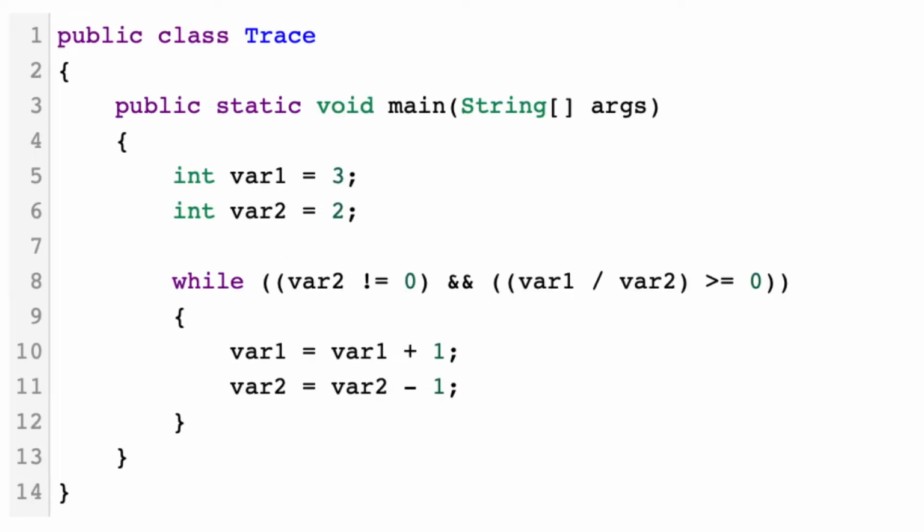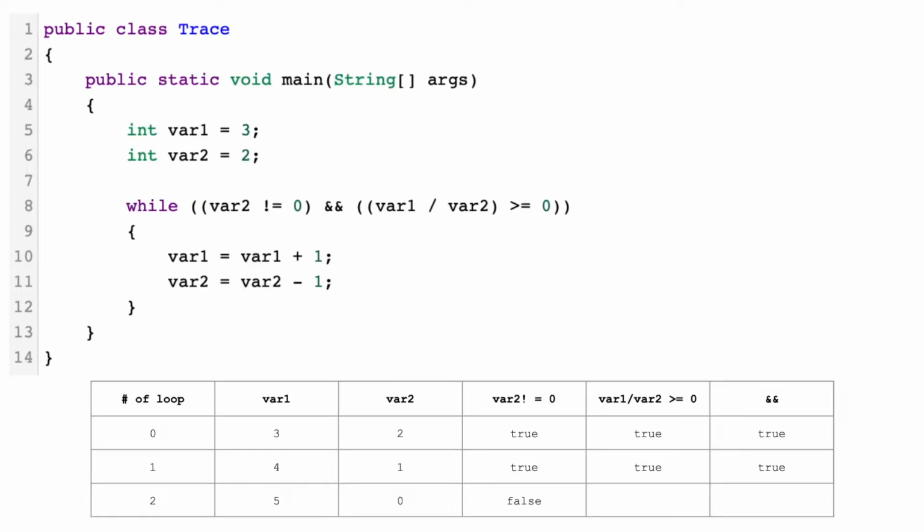Construct a trace table to predict what the code will do when you run it. Notice that the 0 in number of loops represents the state of the variables before entering the loop for the first time. At this time, var1 stores the value 3 and var2 stores the value 2. As both expressions evaluate to true, we enter the loop updating the values of var1 and var2. At the end of this program, var1 will store the value 5 and var2 will store the value 0.